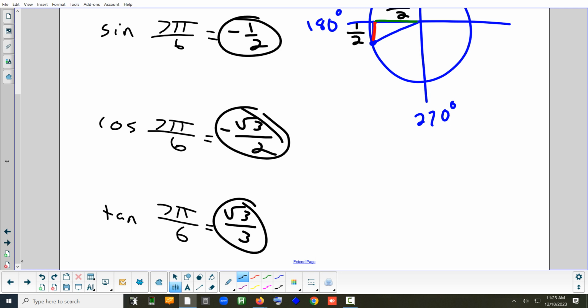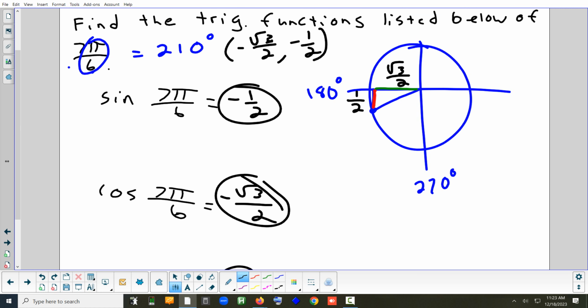Does anybody have another question or want me to do one in quadrant 4? I didn't do an angle in that quadrant. What would be an angle you could do in quadrant 4 on the unit circle? 300. Yep, you could do 300, because that would be just a little bit past 270. That would be your short side. That would be your long side. What would be the coordinate for 300?